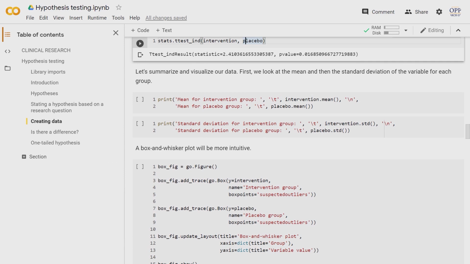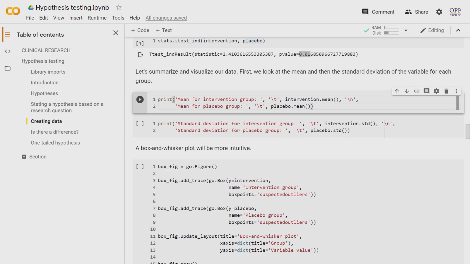But we're not interested in that here. We want to understand how Python got to this value. So let's have a look at it. First of all, I'm just going to print to the screen the two means, so we can get some understanding of what is going on here.